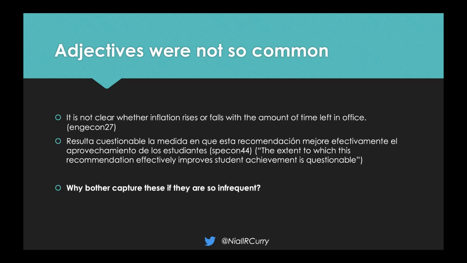When we think about adjectives, we find that they're not so common, really. There's the use of it's not clear whether, or in Spanish, resulta cuestionable, so it's questionable in this sense. So you might wonder, why bother doing this for small returns in something like adjectives? I think this is quite a small study, like looking at a small corpus. But why I think this matters is two things. I can say for certain that they're not a feature, whereas before I couldn't really say that. I wouldn't really know if adjectives were doing anything in this regard. I wouldn't know what I'm missing.